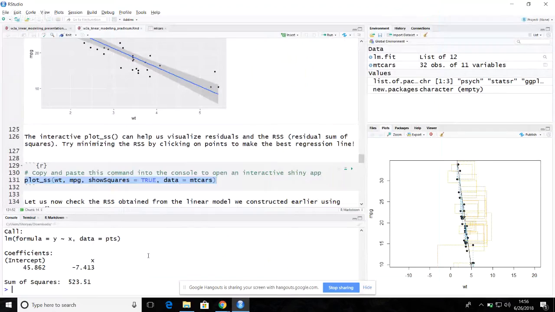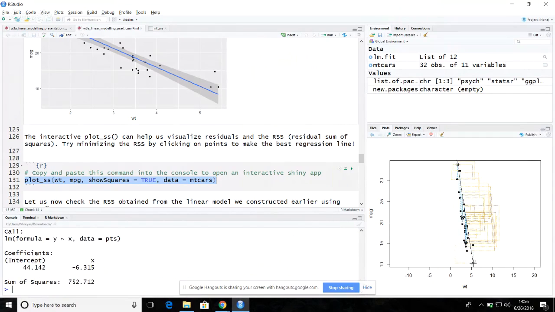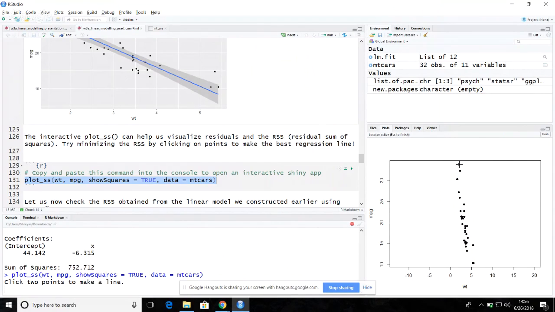When I took 2 points, I got a sum of squares of 523.5. You can try yourself and see how close you can get to minimizing it, just by visual inspection. So if I try a few times, let's see if we can get any better. Okay, that's not any better. Maybe if I move this here.